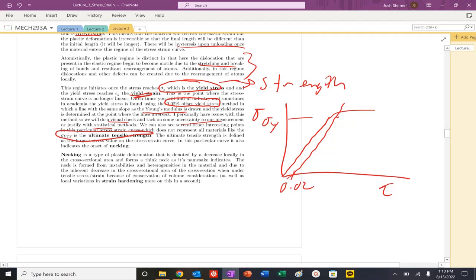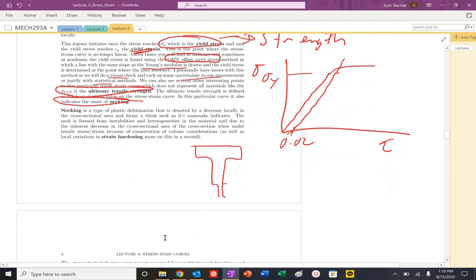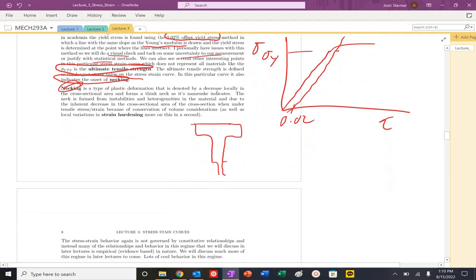Ultimate tensile strength, very clear to see, highest value. That is typically where the necking is going to occur. So necking is basically a deformation mechanism where when you start to plastically deform it, and especially once you hit the ultimate tensile strength, it will thin at some region. So you decrease the cross-sectional area locally. There's instabilities, heterogeneities. Typically, that's where it occurs.